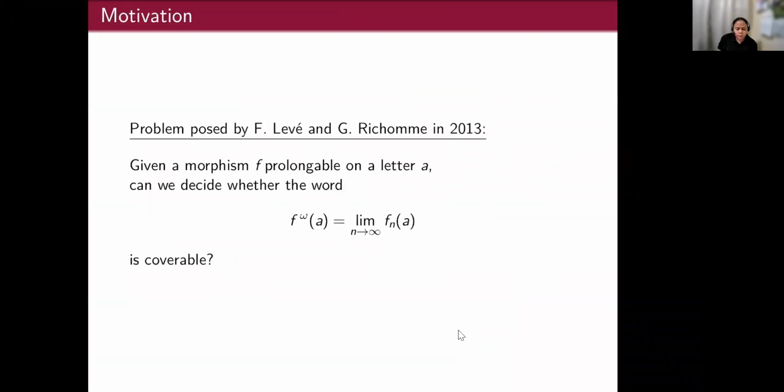Some motivations of our study are the works by Levé and Richomme that link coverability of right infinite words and the morphisms that generate them. We wish to answer, at least partially, a problem they posed in 2013, but in the context of bi-infinite sequences.